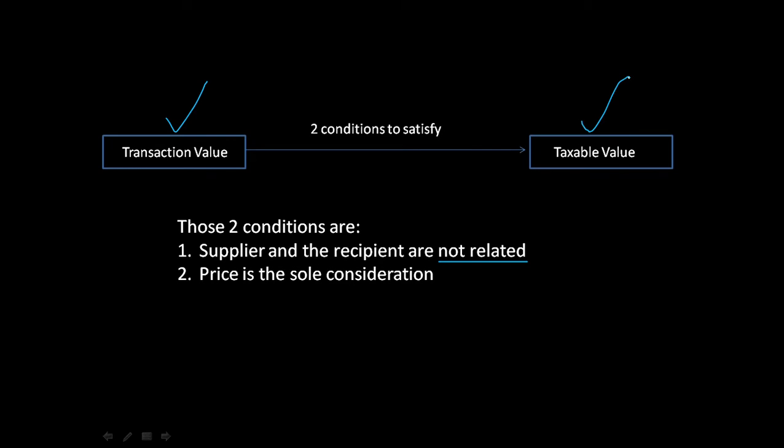Okay, if one of them is violated, then there are different rules under GST which is not in the syllabus, so we shall not be discussing it. So for us to understand what is value of supply, we need to keep these two conditions in mind. When can a transaction value be considered as taxable value? When these two conditions are satisfied. Okay, let us proceed ahead.